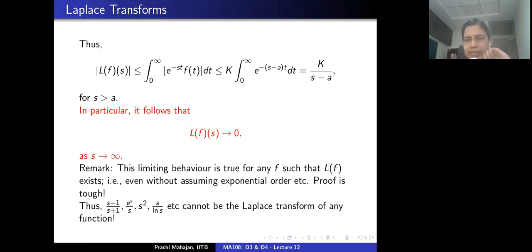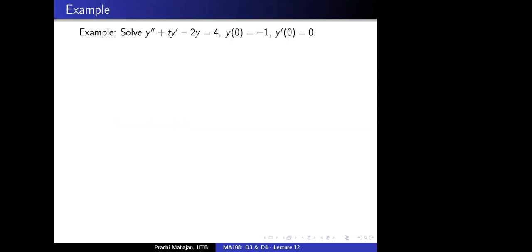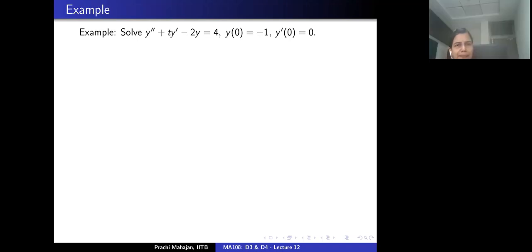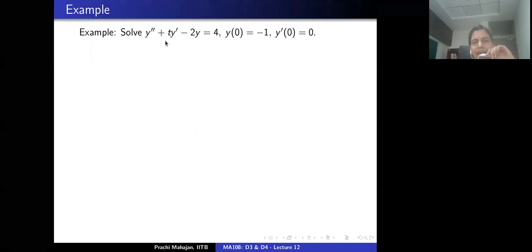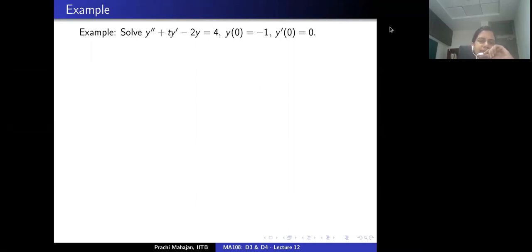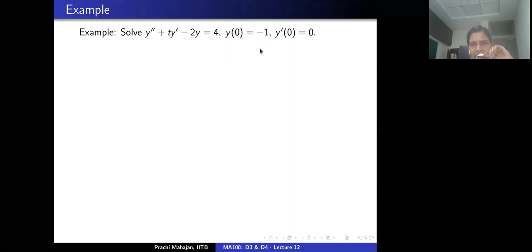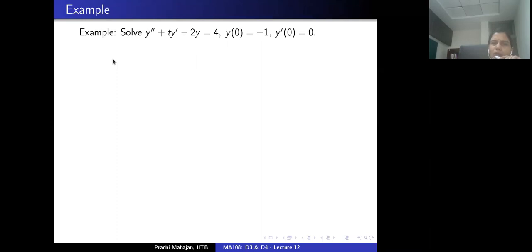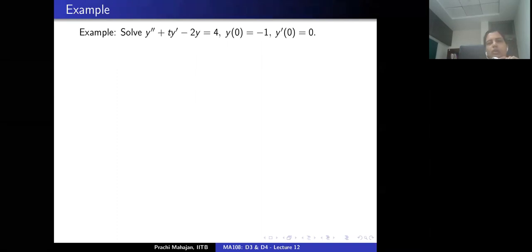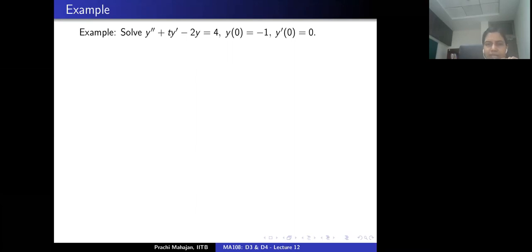Okay, so let's see what we have next. Let's look at this example. Please note that I have a non-homogeneous differential equation here, and I have a t sticking around, which means that this is a non-homogeneous differential equation with non-constant coefficients, and we have some initial conditions available. So we are going to talk about applying the method of Laplace transform to solve this non-homogeneous differential equation with non-constant coefficients.